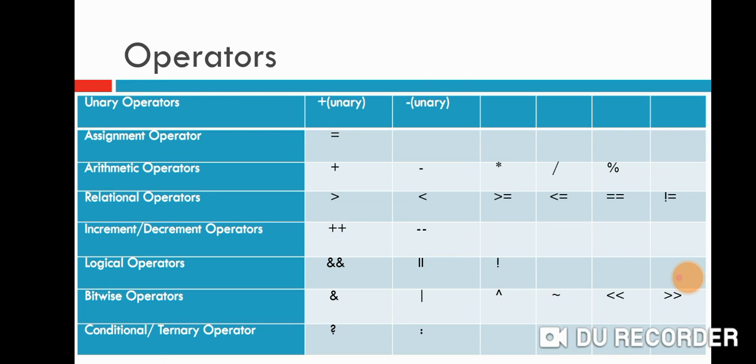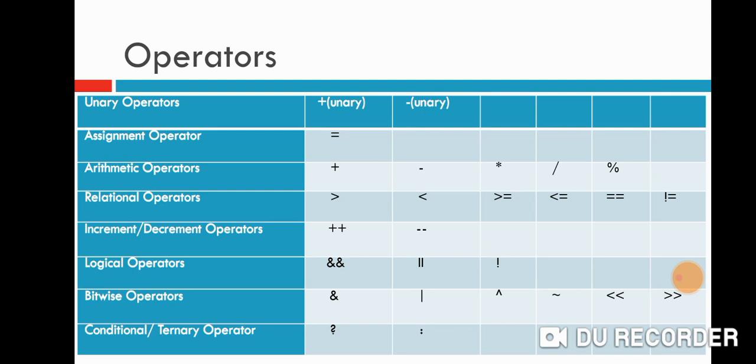Now, what are operators? Operators are symbols which are used to perform arithmetic or logical operations in a given expression. The variables or literals or values are combined to build an expression. The variables or literals on which an operator is applied are known as operands. An operator needs one or more operands to perform any operation.